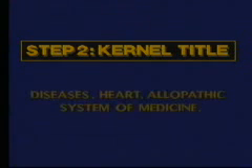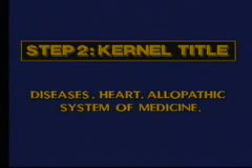Step 2 is kernel title. In this step, all the apparatus words like prepositions, conjunctions, and articles are removed from the full title. Only the kernel terms, which are the most important terms, are kept. So, the full title is transformed into Diseases, Heart, Allopathic System of Medicine. Step 3 is analyzed title. In this step, all the kernel terms are identified with the fundamental categories to which they belong.